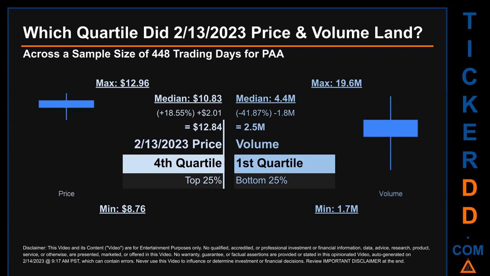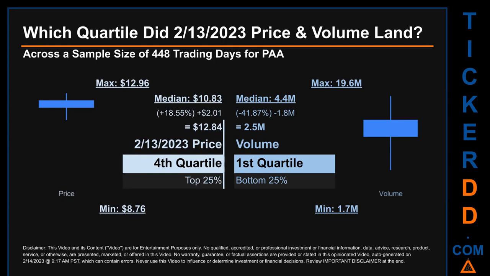Which quartile did February 13, 2023 price and volume land? Across a sample size of 448 trading days, the maximum end of day price for PAA was $12.96 while the minimum was $8.76. Within that price range, February 13, 2023 price of $12.84 landed within the fourth quartile, meaning that it was within the top 25% of all sampled end of day prices. The day's volume landed within the first quartile, at the bottom 25% of all sampled daily volume, which saw a max daily volume of 19.6 million and a minimum of 1.7 million.